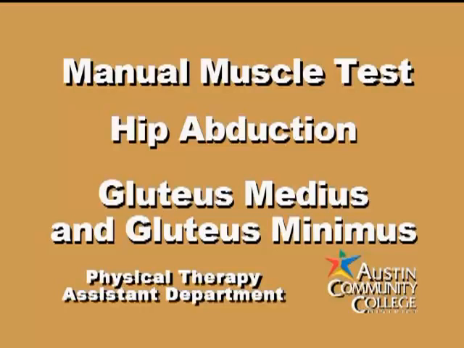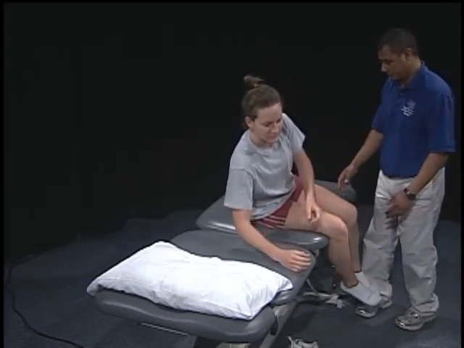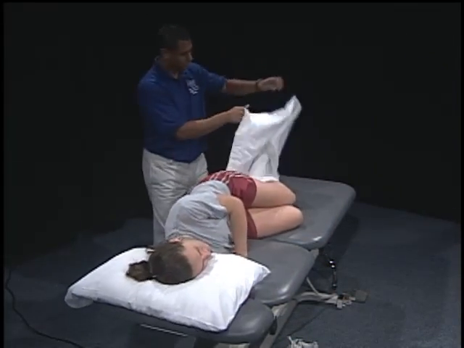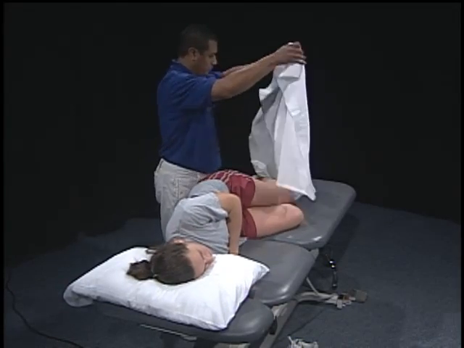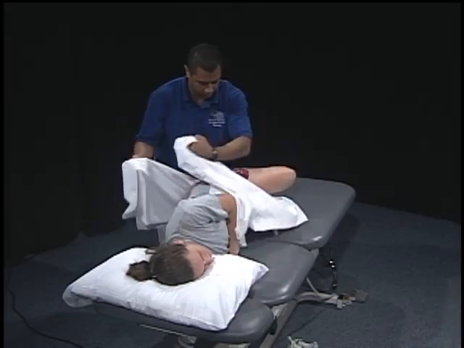MMT, hip abduction, gluteus medius and gluteus minimus. Assist the patient to the side-lying position with the test leg on top. Place the legs slightly extended beyond the midline. Flex the lower leg for stability. Stand behind the patient.